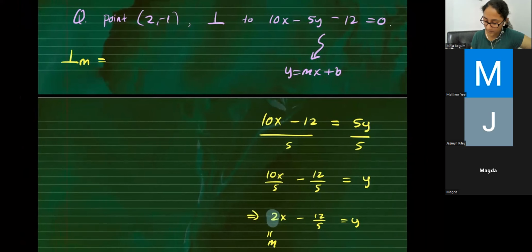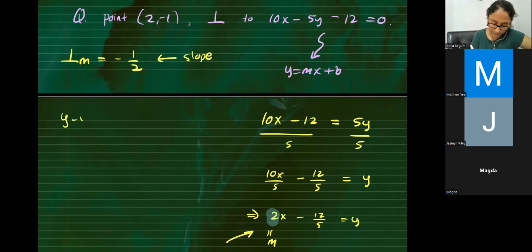You have to set x to 0. No, no. Now, perpendicular means negative reciprocal of the slope. So if the slope of this line is 2, perpendicular will be negative 1/2, right? You negate and you reciprocate. So this is your slope.